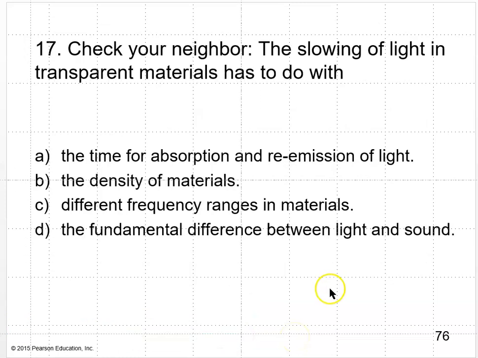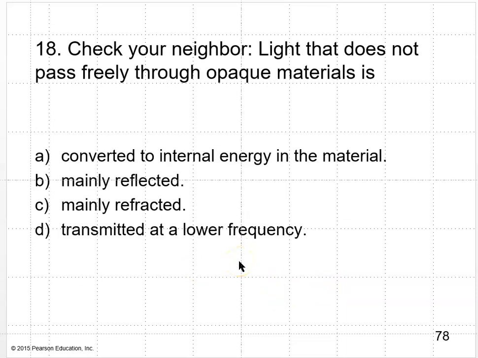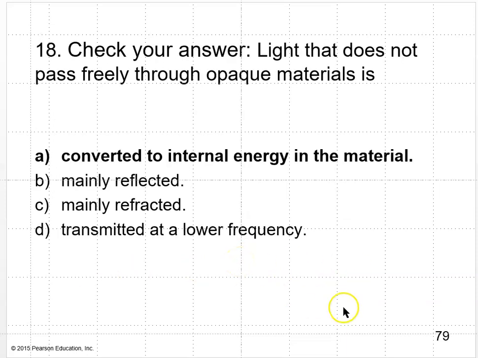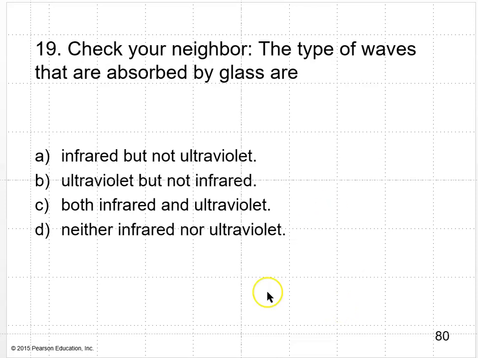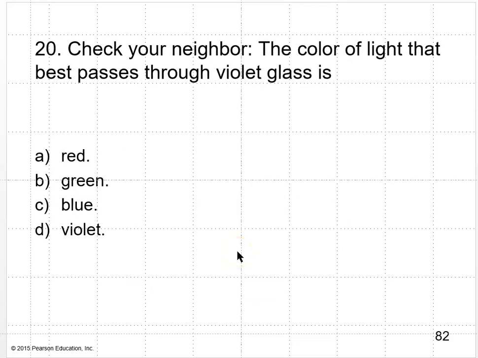The slowing of light in transparent materials has to do with the time for the absorption or re-emission of the light. Light that does not pass freely through opaque materials is converted into internal energy of the material, and of course you feel that the material gets warmer. If you leave anything out in the sun or under a heat lamp, what's it do? It gets warmer. The types of waves that are absorbed by glass are both infrared and ultraviolet. The color of light that best passes through violet glass is violet.